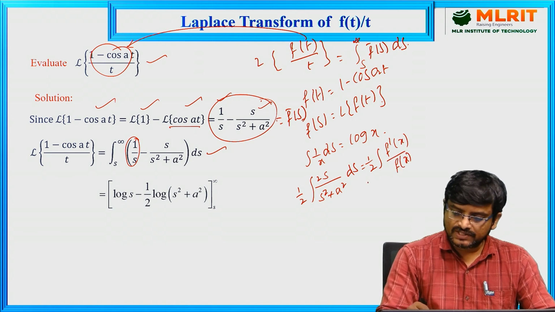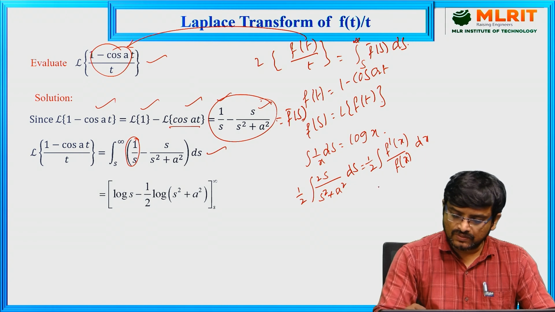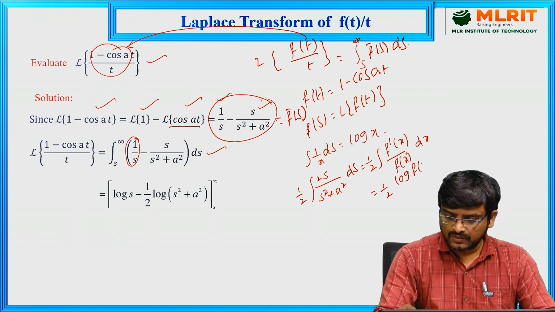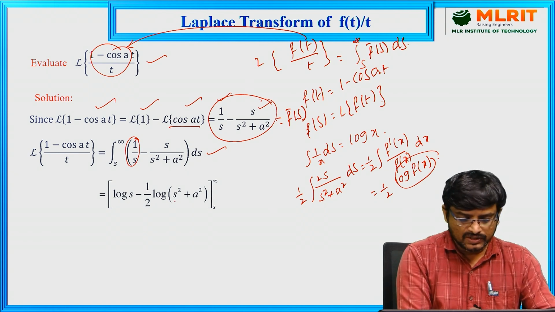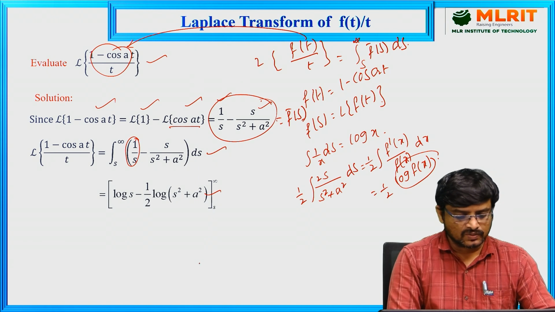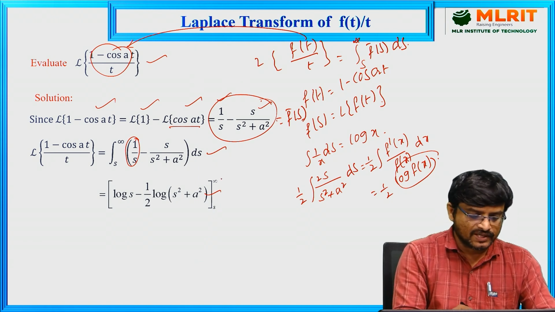Integral of f dash x by f of x, we can take this value as equal to 1 by 2 into log f of x. Now use this formula. Our f of x is s square plus a square, so 1 by 2 into log of s square plus a square, and then substitute the limits s to infinity here.